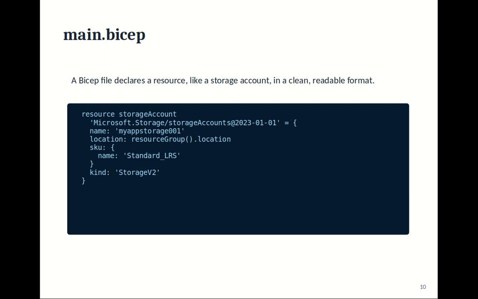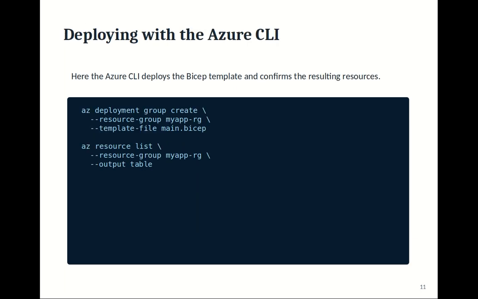main.bicep. A Bicep file declares a resource, like a storage account, in a clean, readable format. Resource: storage account. Deploying with the Azure CLI. Here, the Azure CLI deploys the Bicep template and confirms the resulting resources.